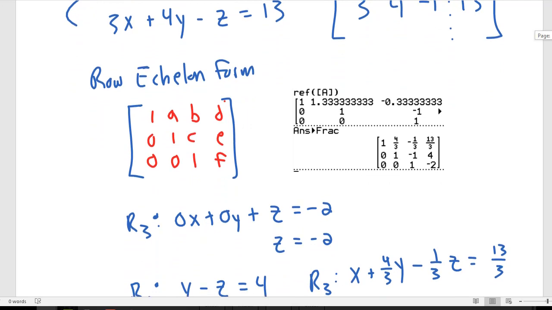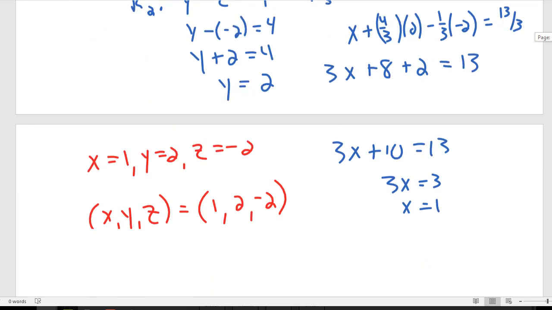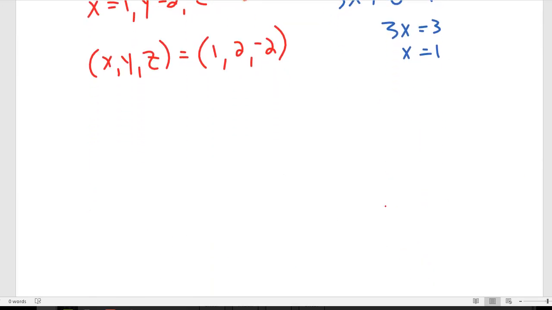Now there's actually a little bit of a quicker way we can do this. Instead of looking at the row echelon form, we could look at what we call reduced row echelon form. And when we're using technology, that's actually the better way to go. So let's look at the reduced row echelon form.